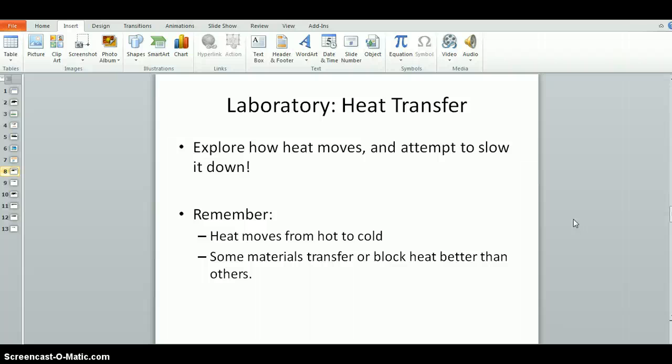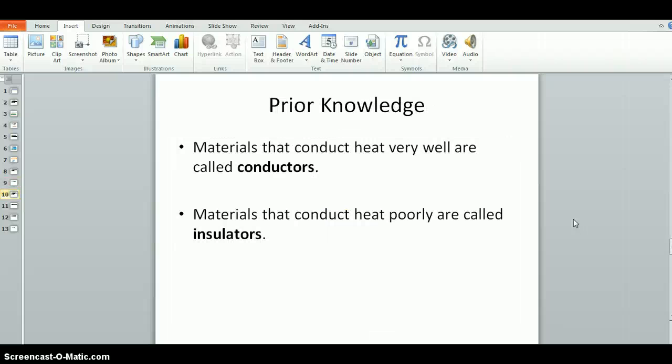So in our lab, we are going to explore how heat moves and then attempt to slow it down. So remember, heat moves from areas of warm to areas of cold, and some materials we learned also block heat better than others. So we learned about conductors, which are materials that conduct heat very well, such as metal. That's why we make pans out of metal, things like that. They conduct heat very, very well. Heat can transfer through them easily.